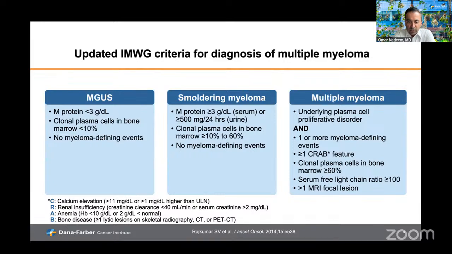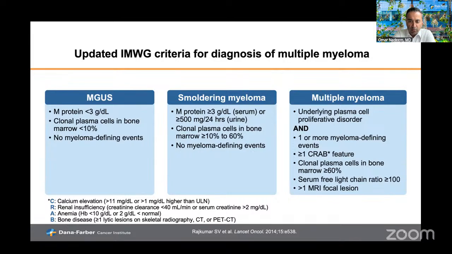So those patients historically were in this middle category called smoldering myeloma, still asymptomatic, but at the stage a bit higher than MGUS because they had more than 3 grams per deciliter of the M spike or M protein in the blood, more than 500 milligrams of protein in the urine over 24 hours, and then bone marrow plasma cells somewhere between 10 and 60%. And again, these patients do not have symptoms at that time by definition.